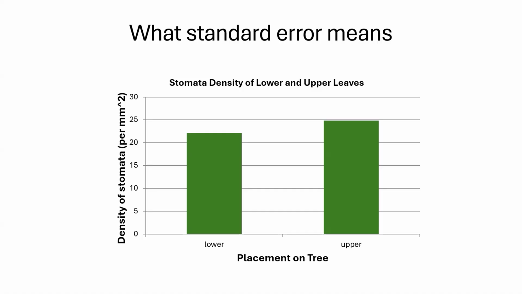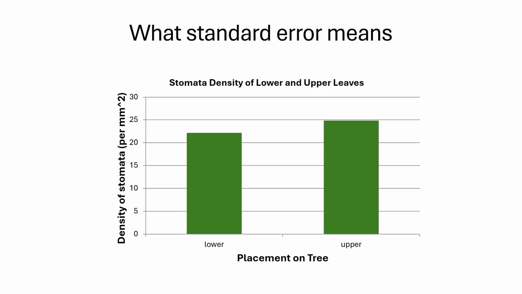In this graph, it appears that in stomata per square millimeter, we have a lower density of, that looks like about 22, and a higher density of, maybe that's 24.9, something like that. It appears from first glance that the upper leaves seem to have a greater stomata density than the lower leaves.